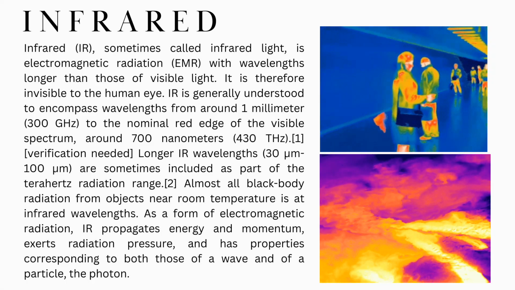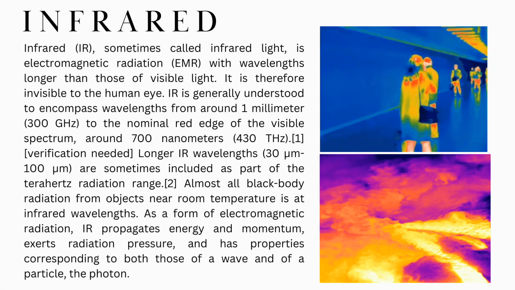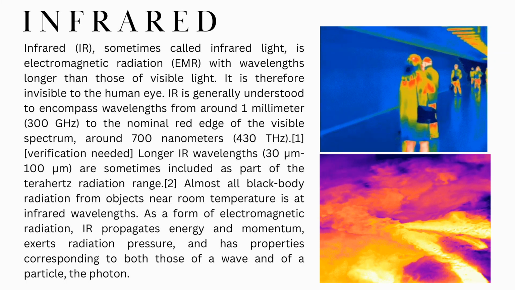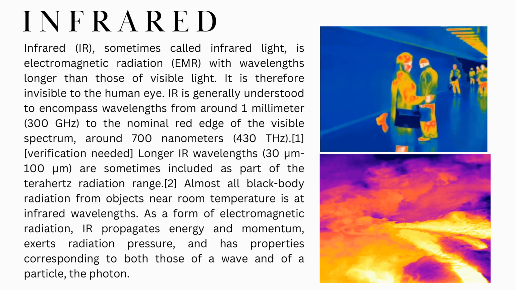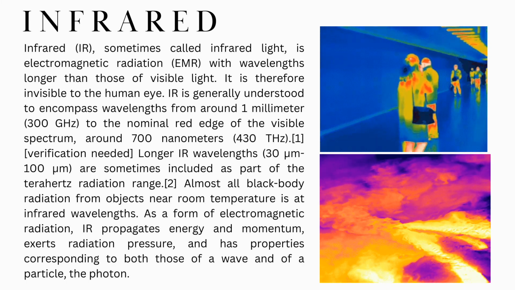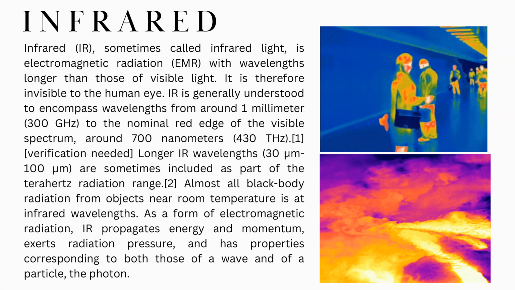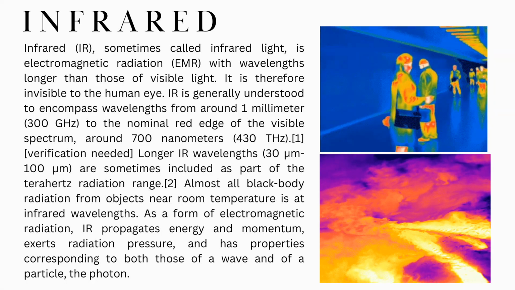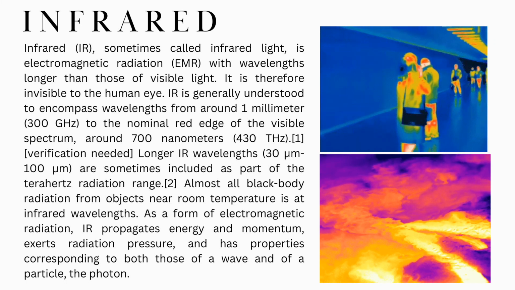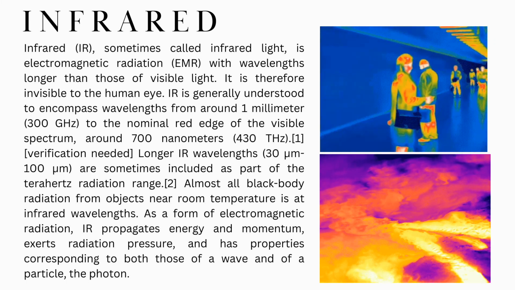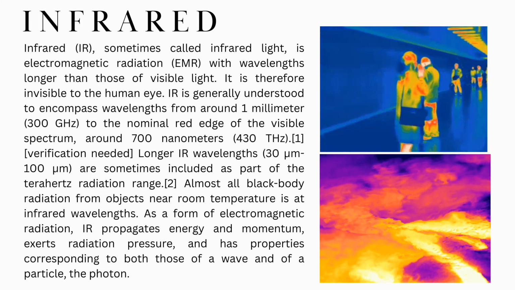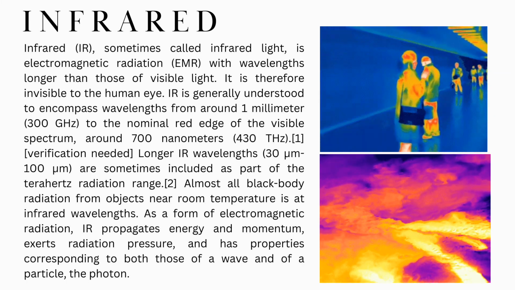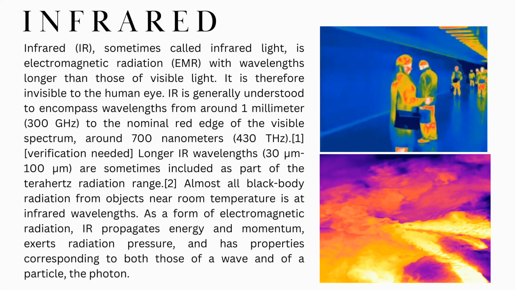Longer IR waves, 30 to 100 micrometers, are sometimes included as part of the terahertz radiation range. Almost all black body radiation from objects near room temperature is at infrared wavelengths. As a form of electromagnetic radiation, IR propagates energy and momentum, exerts radiation pressure, and has properties corresponding to both those of a wave and of a particle, the photon.